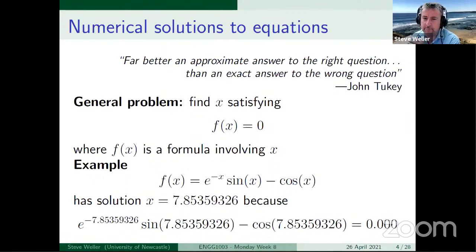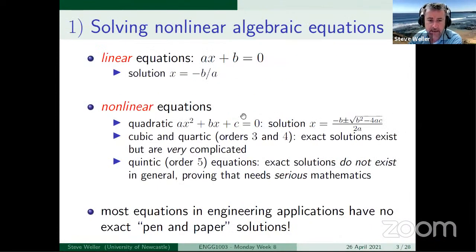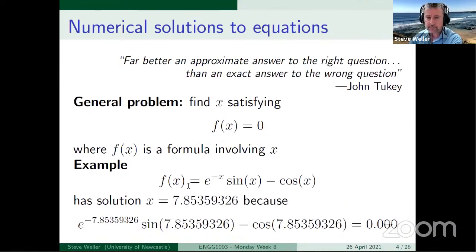So the general problem we're interested in solving in this lecture is an expression that looks like f(x) equals 0, where f(x) is some formula involving x. Now the formulas that were written on page 3 here are quadratic formulas or linear formulas, and I discussed cubic, quartic, quintic, meaning orders 3, 4, and 5, and so on. But the formula for f can be really complicated.